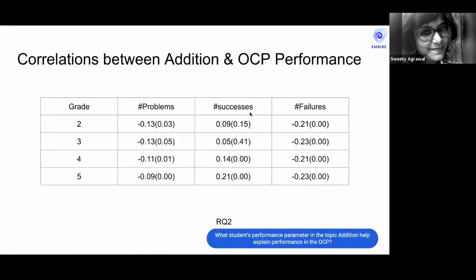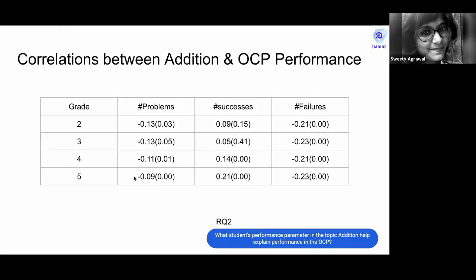The next question we wanted to see is what parameters in the addition word problems can help explain the performance in the out of context problem. For that, we took the number of problems that were attempted in the addition before the out of context problem was given, before the subtraction problem was given, the number of successes in those addition problems before the subtraction problem was attempted, and the number of failures.